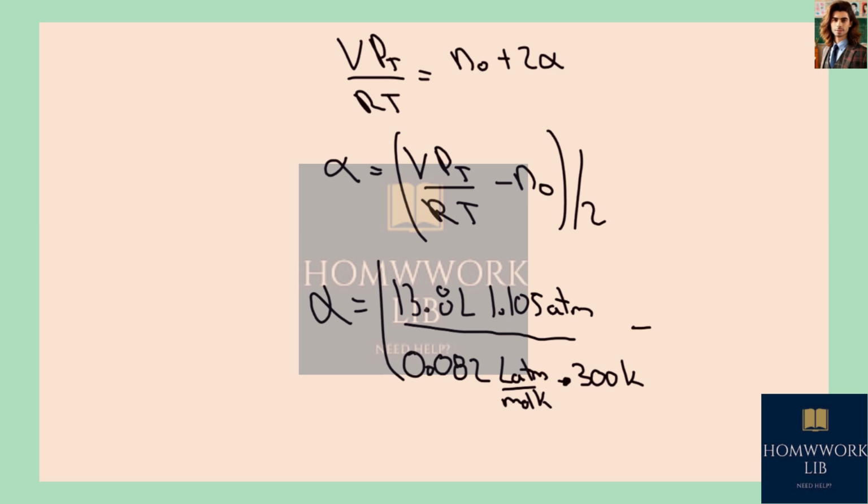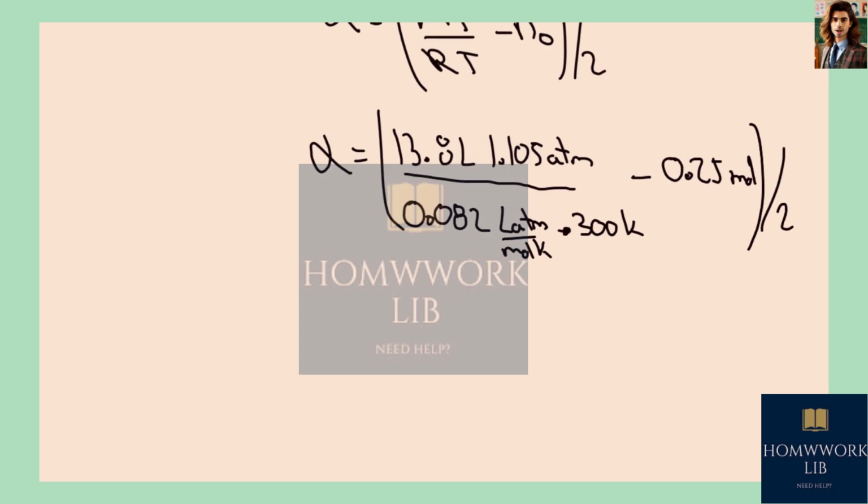Notice that the value that we're going to find here is going to be in units of mole. Now, minus the initial mole that we have on our system, that is 0.25 mole. And finally, we're going to divide by 2. The value alpha, that is the amount of moles that are going to be consumed, is going to be equal to 0.185 mole. Remember that this is not entirely the degree of dissociation. This is just the amount of mole that is going to be consumed.